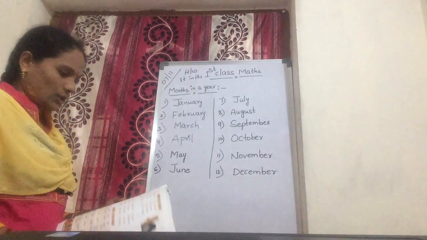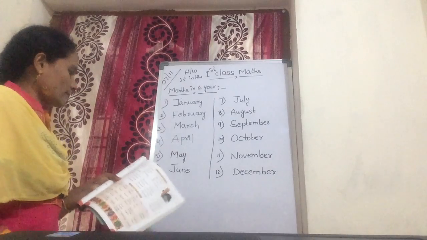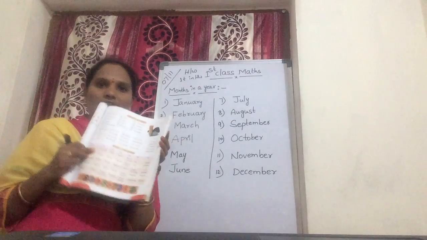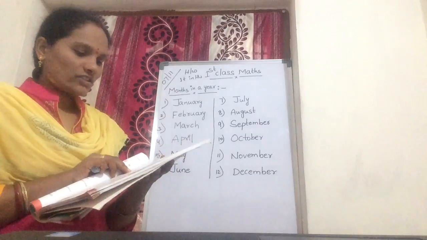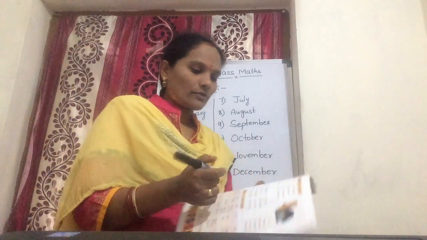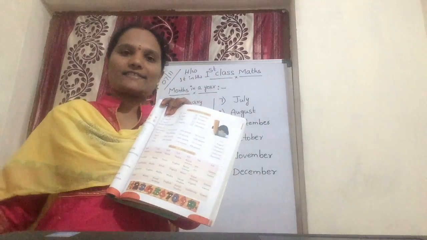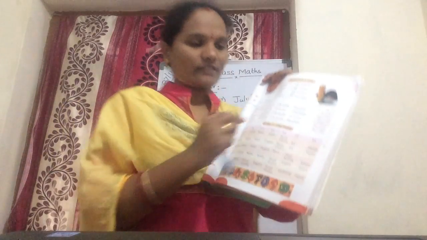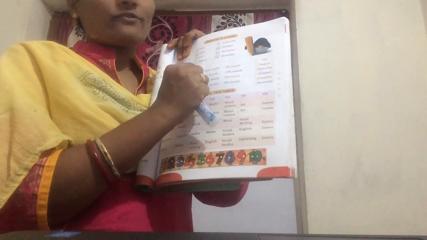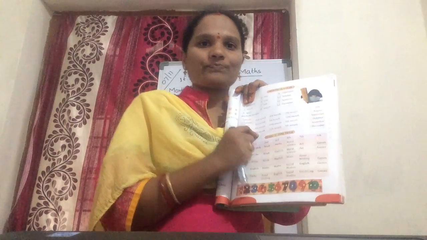Okay. Now here we have a matching activity: match the months. First one, January. January is the first month. Where is the first month? Here it is. You match it to the first month. Do this in your test book and post it.